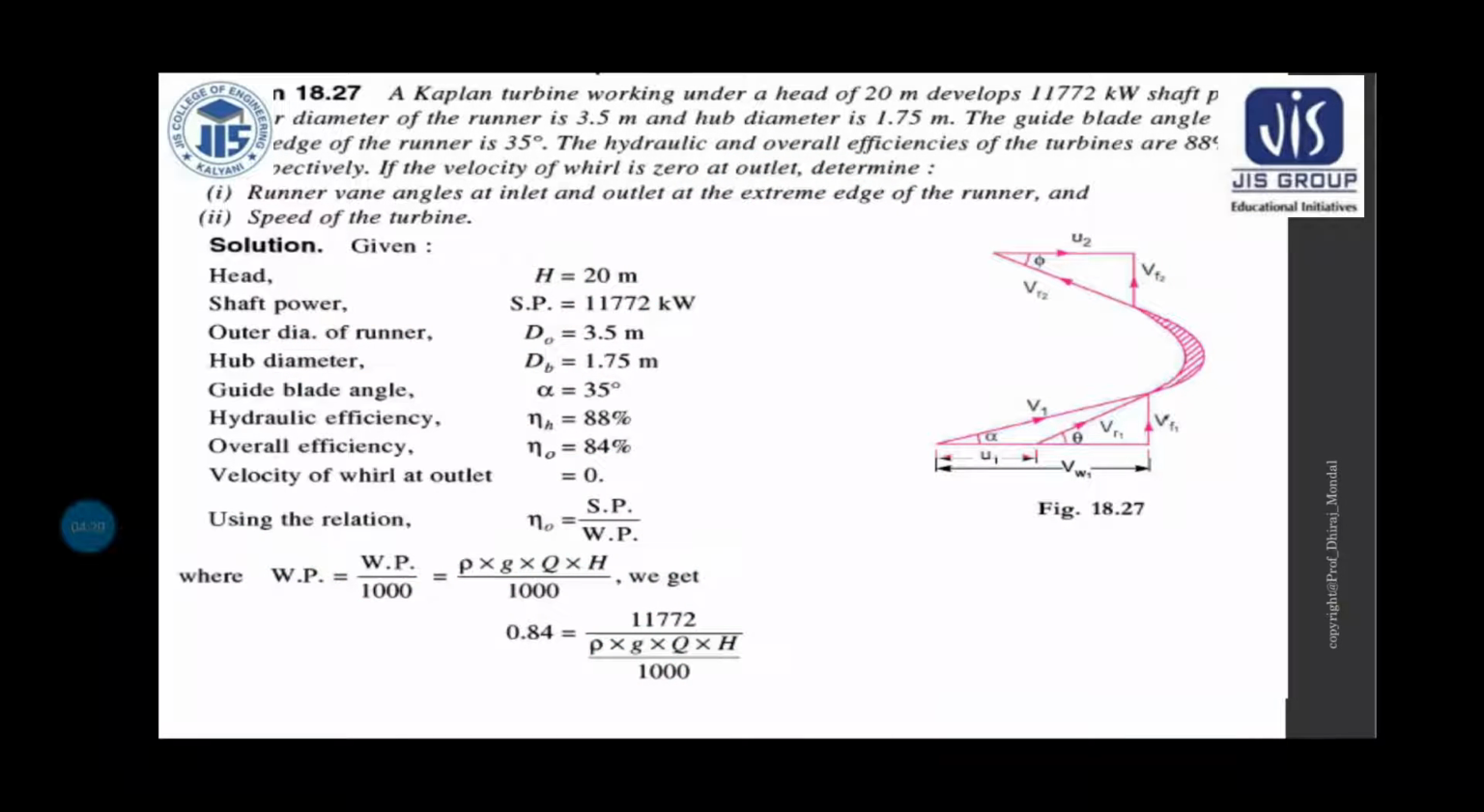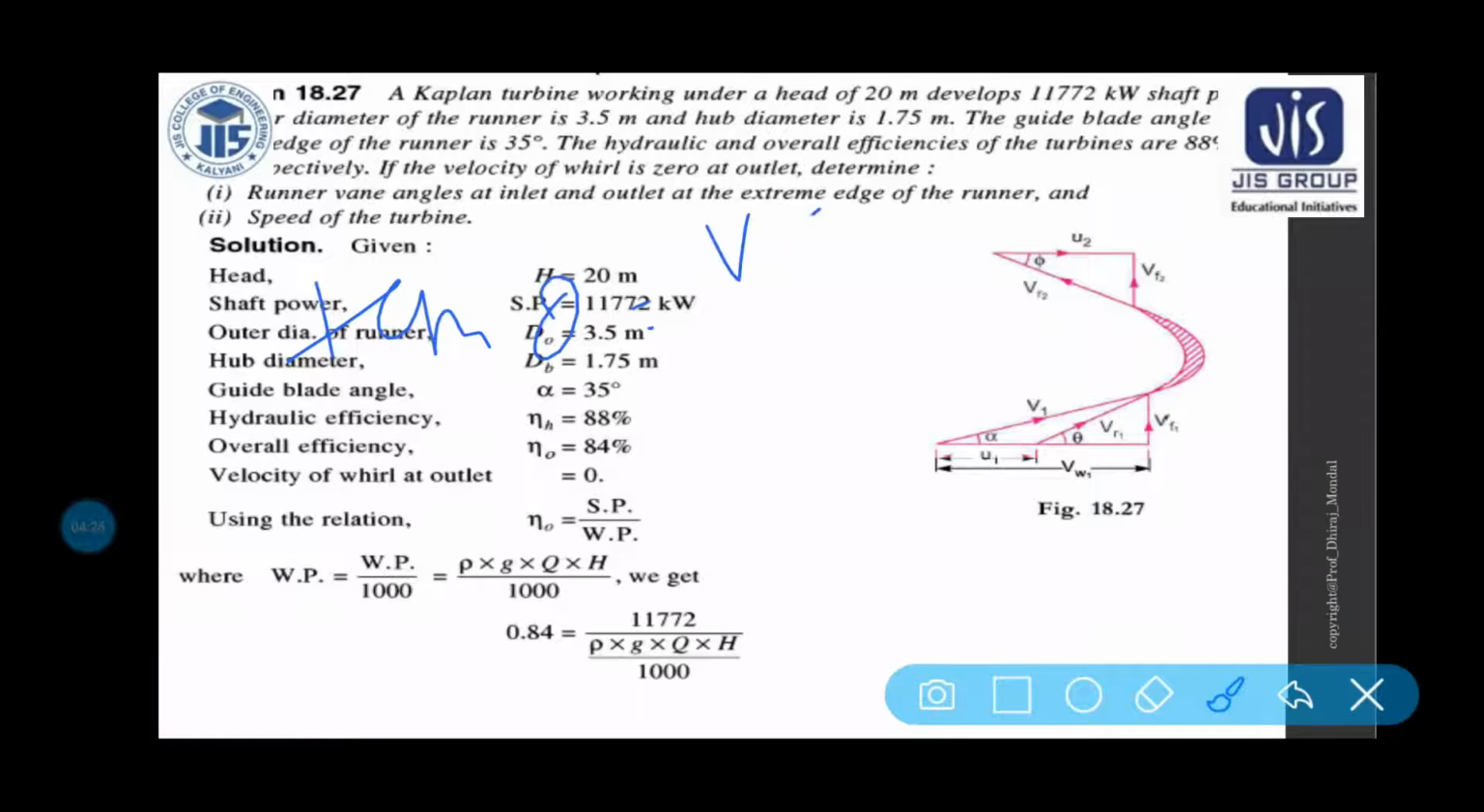So first of all, tan theta is equal to Vf1 by Vw1 minus U1. Now you see, how can we calculate Vf1? Because alpha is given, Vf1 is equal to V1 sin alpha. So easily we can say, is V1 given? If it is not given, then we can't find out Vf1. Okay, we can find out, but in another way.